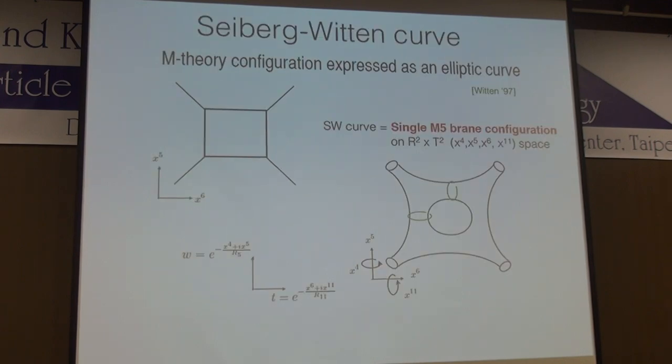So when I talk about the Seiberg-Witten curve, I mean I'm thinking of the M5 brane configuration expressed in the elliptic curve. So from this, you basically compactify on a circle, and then T-dualize to type IIA, and then uplift to M-theory. Then you get something like a single M5 brane configuration, which is described by the Seiberg-Witten curve. So this is what I mean by Seiberg-Witten curve.